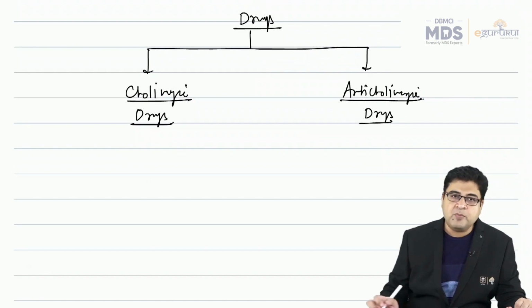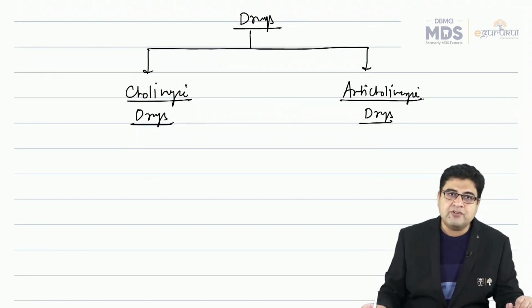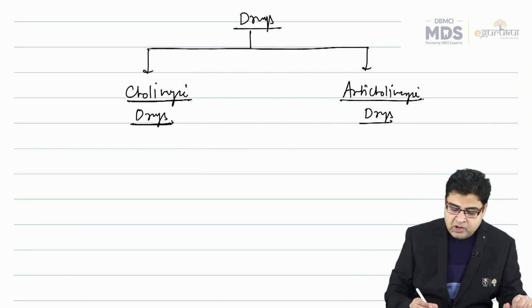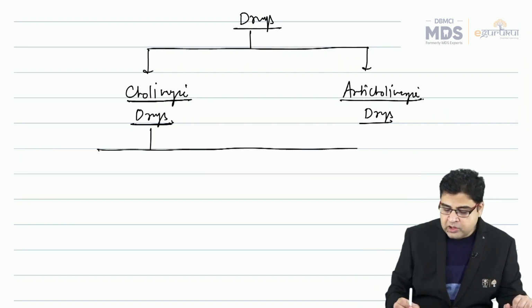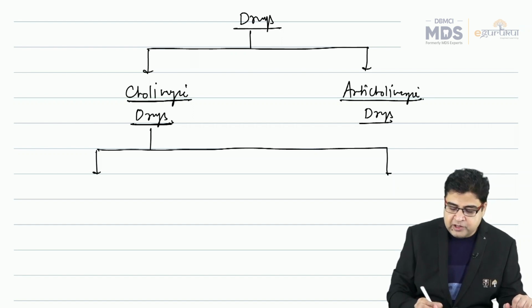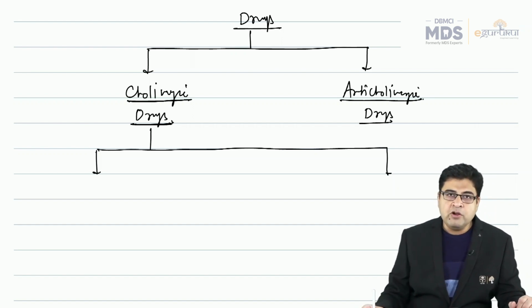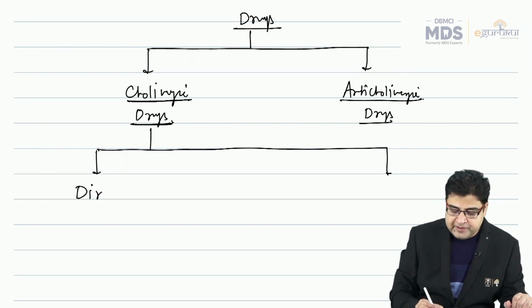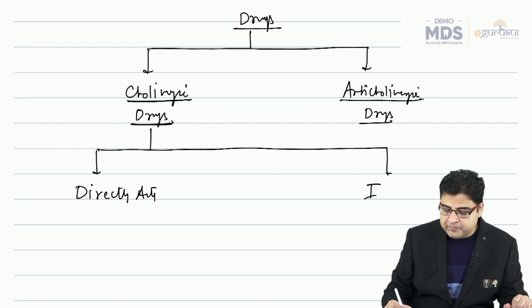Let's start with the first topic, the medicines which are known as cholinergic drugs. Now, these cholinergic drugs we can divide further into two groups. Number one, the first group of medicines are known as directly acting medicines. The second group of medicines are obviously known as indirectly acting.